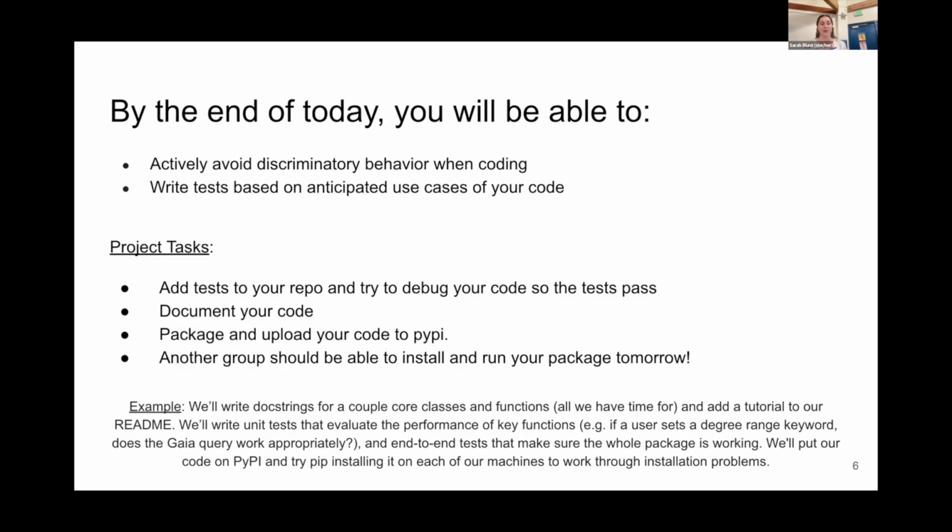So as an example for our fictional project, we'll write doc strings for a couple core classes and functions and add a tutorial to our README. We'll then write unit tests that evaluate the performance of key functions and end-to-end tests to make sure that the whole package is working. We'll put our code on PyPI and try pip installing it on each of our machines to work through installation problems.